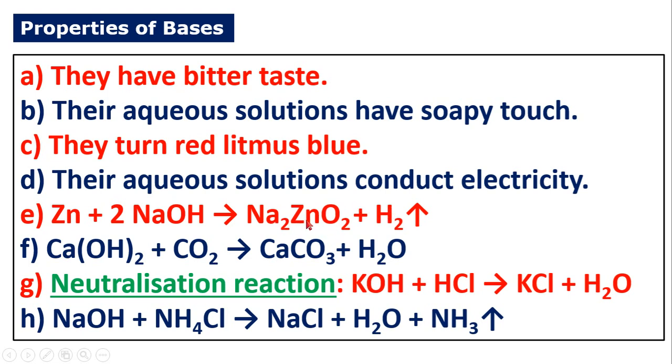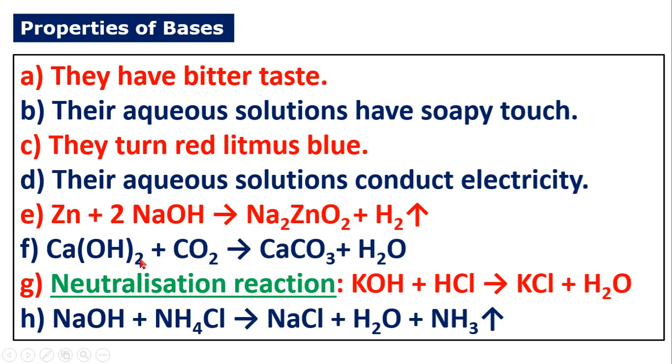Na2ZnO2, sodium zincate. Now on this side there are 2 sodium, so here I put 2. Here 2 O already, here already 2 is here. 2H, here already hydrogen is balanced, so it is a balanced equation. A metal reacts with the base to form salt with the liberation of hydrogen gas.